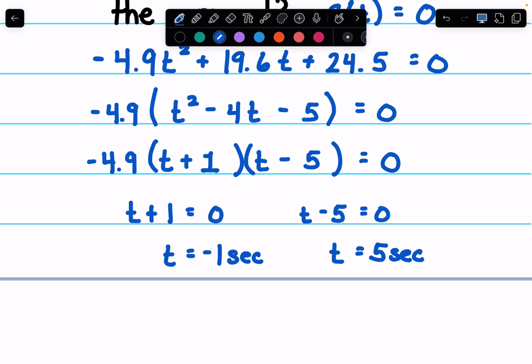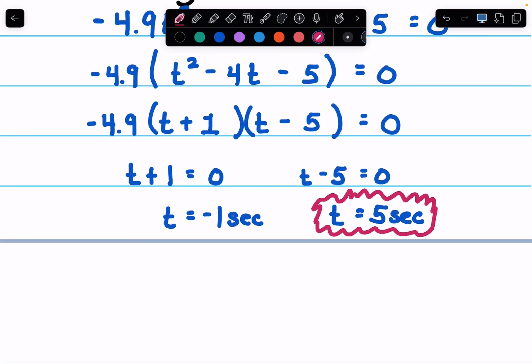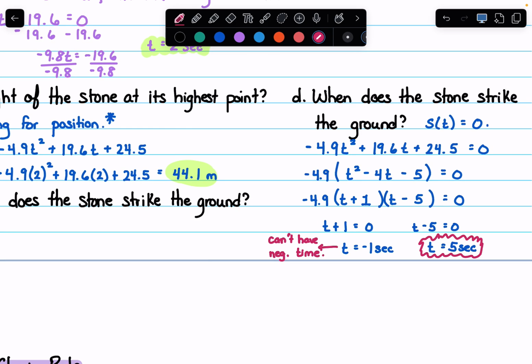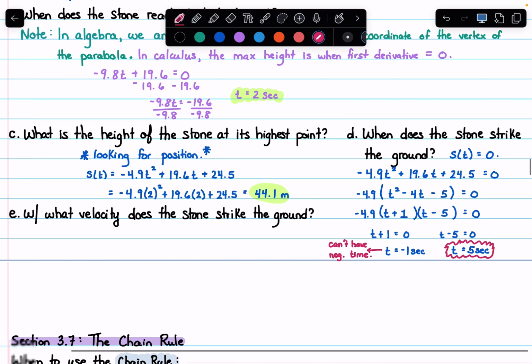And then we're looking for when the stone strikes the ground, okay? So it makes no sense for that time to be negative, right? Conceptually, that doesn't make any sense. So we're going to choose this one, because we can't have negative time. Makes no sense. Okay, and then look at that question and then the next one.